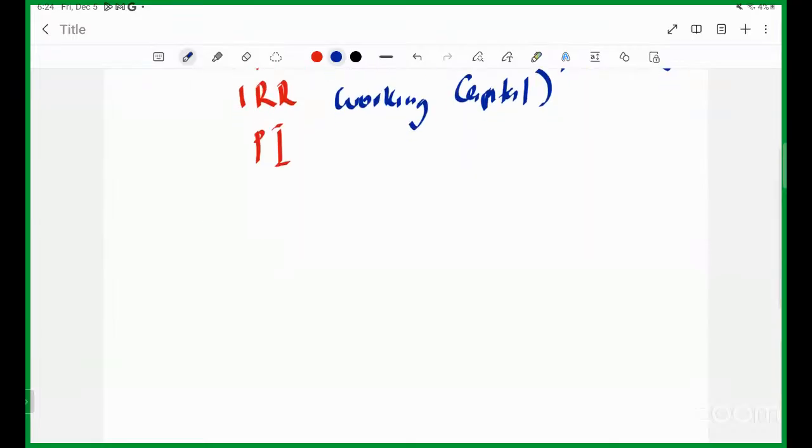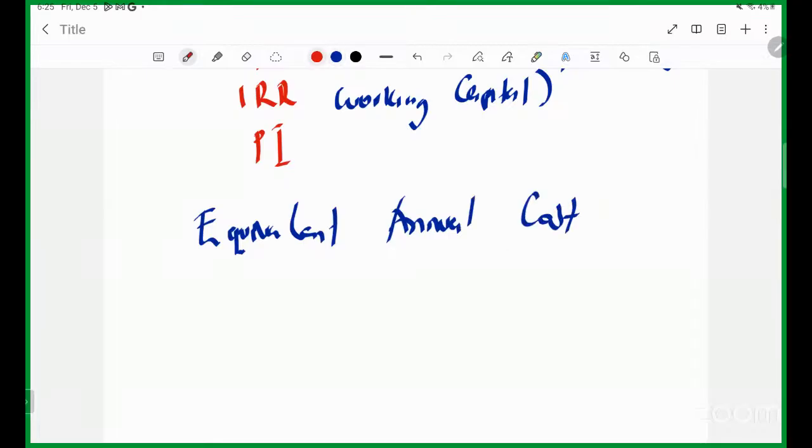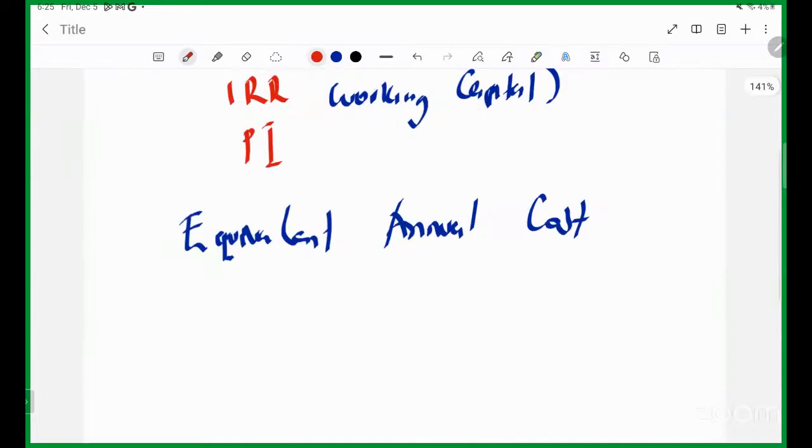The question of equivalent annual cost. This one also comes in the form of capital budget, and he has actually brought it like 2 or 3 times recently, where you are given, for example, assets that have different useful life.